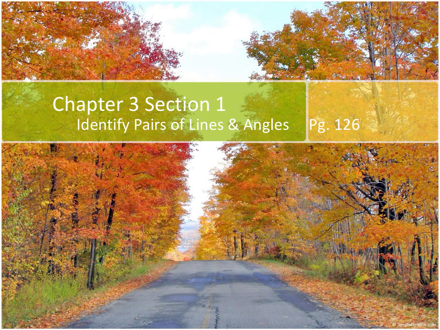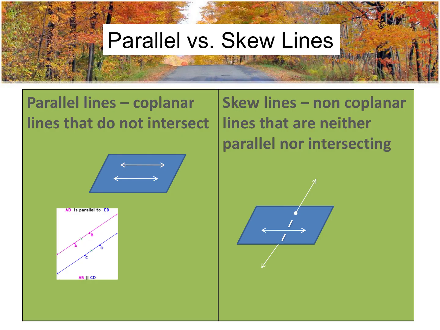So today we are going to cover Chapter 3, Section 1. Today we'll be identifying pairs of lines and angles. The first thing we're going to do is define parallel versus skew lines. Parallel lines are coplanar lines that do not intersect. So there are two lines that run side by side and they will never cross. Then we have skew lines, which are non-coplanar lines that are neither parallel nor intersecting.